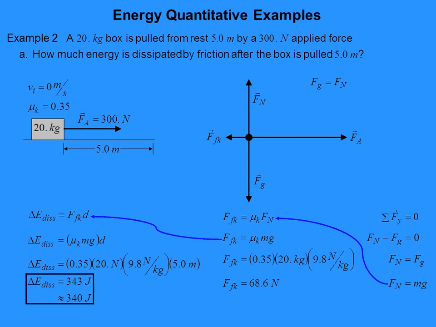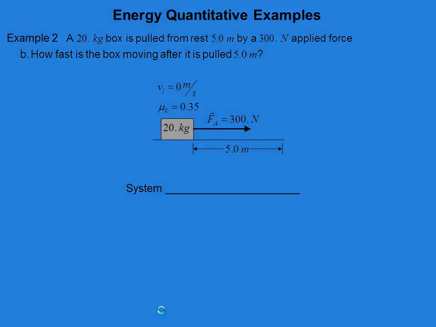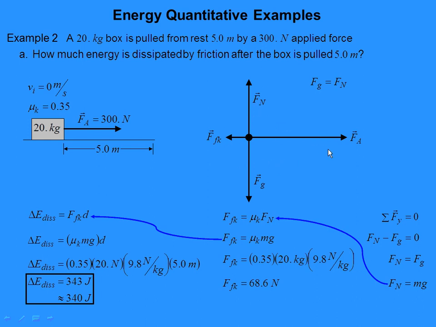Question B. How fast is the box moving after it's been pulled the 5 meters? The classic question. So, could we do this problem without using energy? Sure. I mean, here we have a force diagram. We could figure out the net force and then the acceleration. Since the forces are constant, the net force is constant, and therefore the acceleration is constant. And uniform accelerations could then be analyzed with kinematic equations. So we certainly could do it as a multi-part problem.